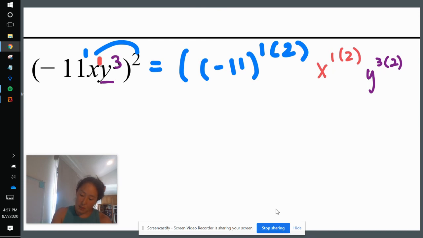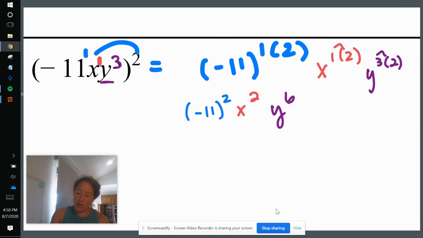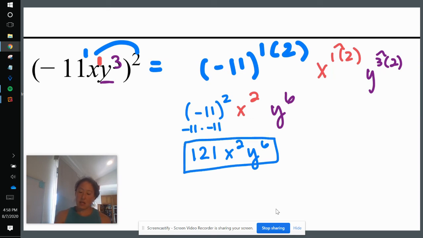Okay? So next thing I'm going to do is evaluate. So I get negative 11 to the 1 times 2, which is 2, and then x to the 1 times 2 is 2, and then y to the 3 times 2 is 6. Any plain number base we can evaluate. So negative 11 squared is negative 11 times negative 11, which gives me positive 121. Bring down the x squared and the y to the 6. And that's what we simplify to.